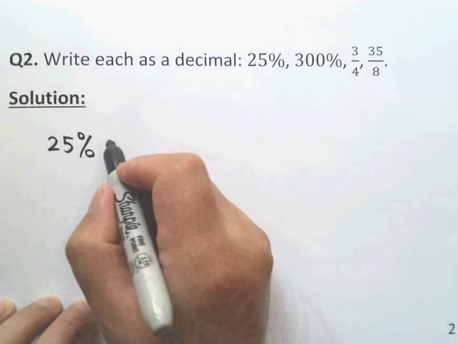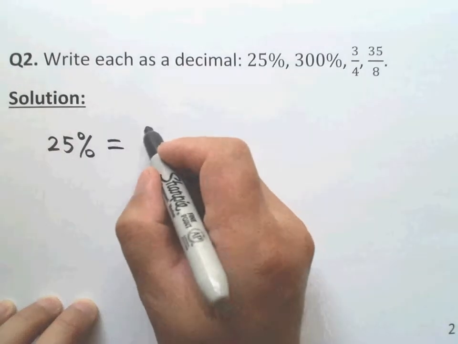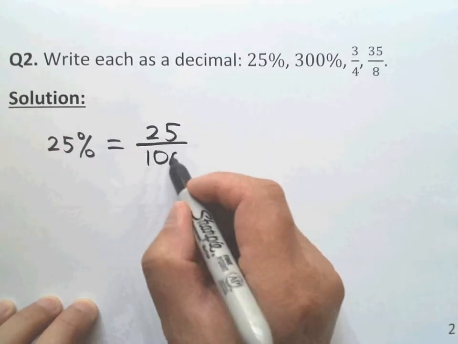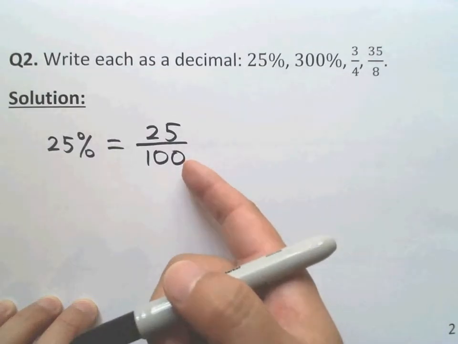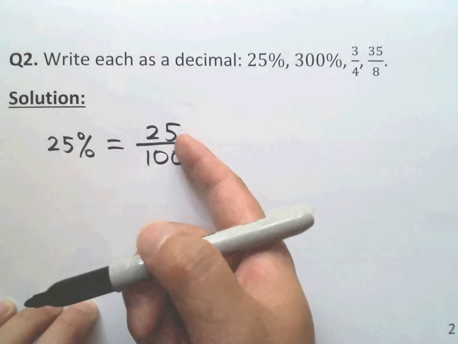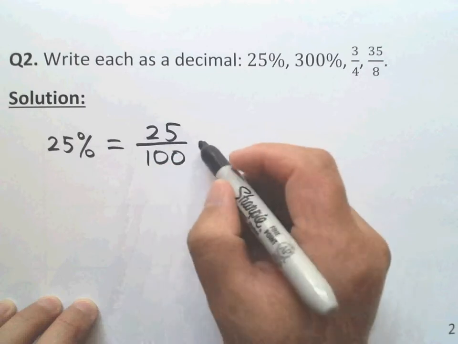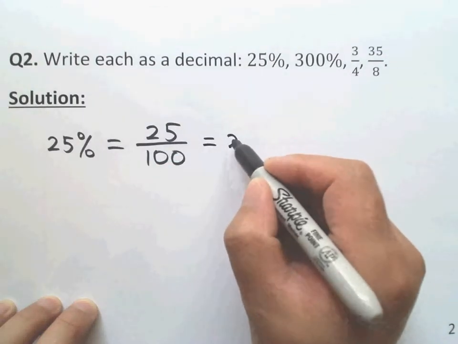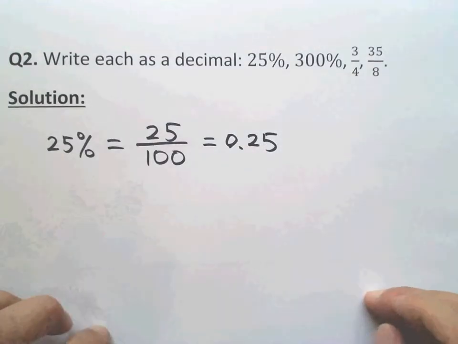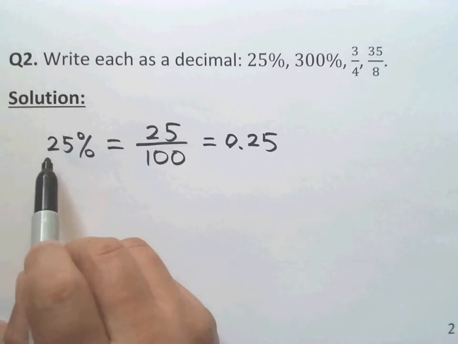What does this percent mean? Remember, a percent is divided by 100, right? So we write it by definition, which is 25 over 100. This means divided by 100, which is moving the decimal to the left 2 places. So we have 0.25. Okay, so this is the answer. Or you can simply say move the decimal to the left 2 places, or divide by 100.